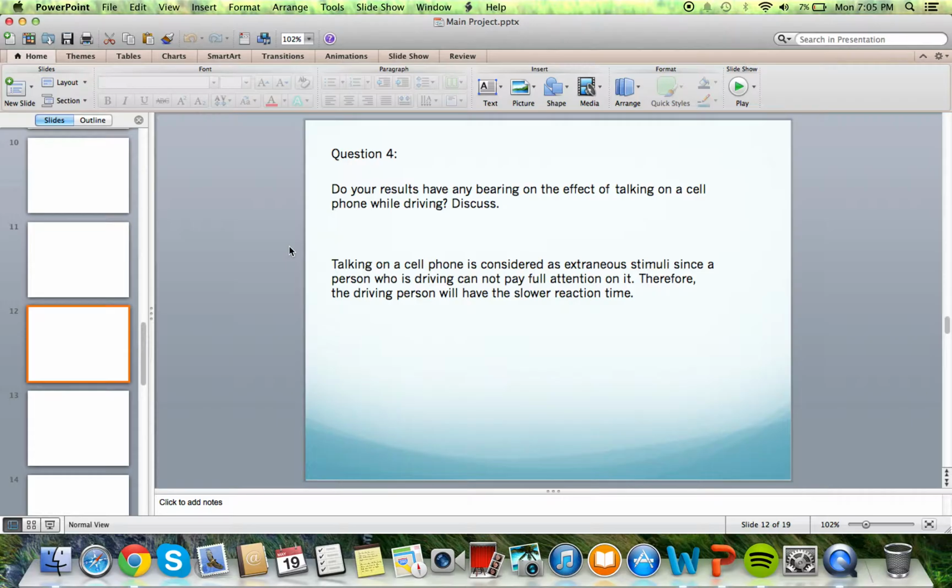And then question number 4, does your research have any bearing on the effect of talking on a cell phone when driving? Well, talking on a cell phone is considered an external stimulus since a person who's driving cannot fully pay attention to it. Therefore, the driving person will have slower reaction time.